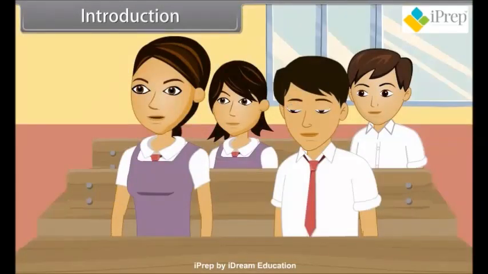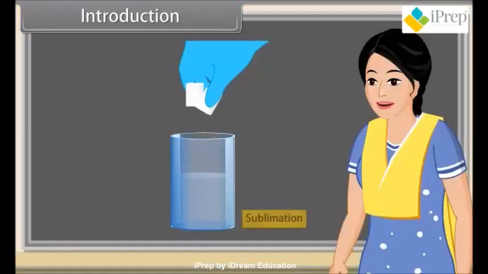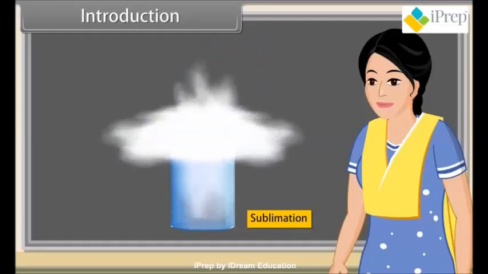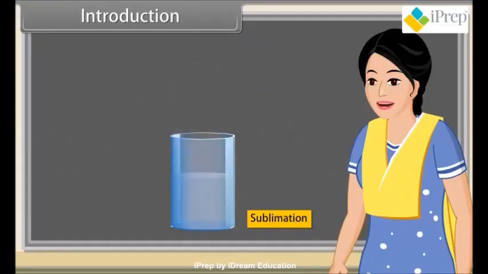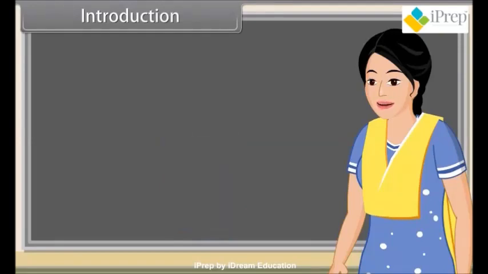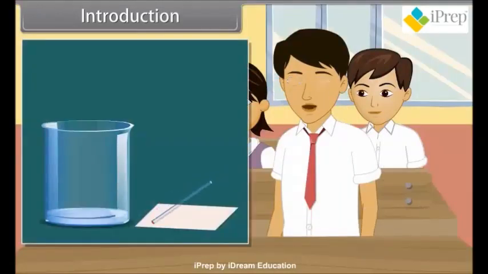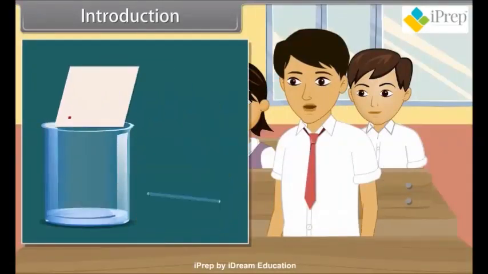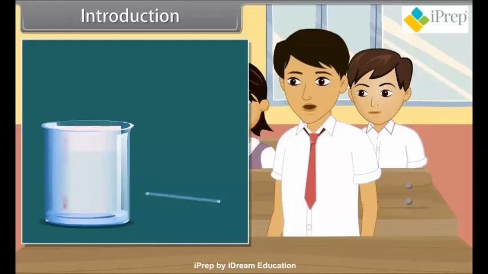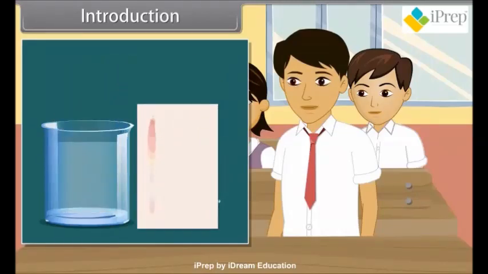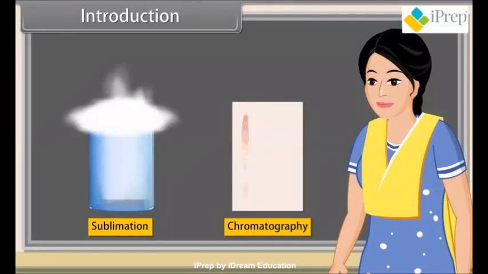Teacher, what is sublimation? Sublimation is the process in which solid directly converts to vapor state without passing through liquid state upon heating. Now can anybody tell me what is chromatography? Teacher, chromatography is a technique used to separate and analyze a mixture of chemicals. Very good, Aryan. Now we'll study the processes of purification in detail.